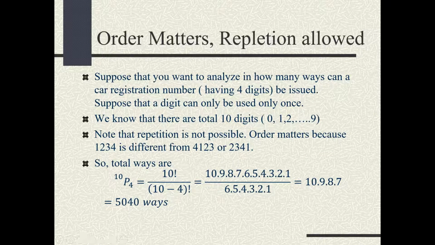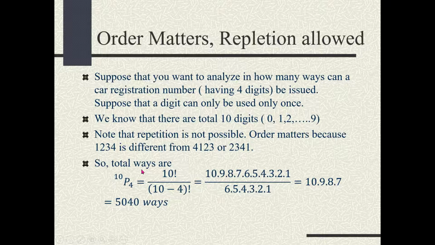Next we have the example where order matters and repetition is not allowed. Pardon the spelling mistake, this is not "repletion", this is repetition. Suppose you want to analyze in how many ways a car registration number having 4 digits can be issued, and a digit can only be used once, right? Now we are assuming that repetition is not allowed. So there are a total of 10 digits, repetition is not possible, and order matters, as we said that 1, 2, 3, 4 is different from 4, 1, 2, 3.